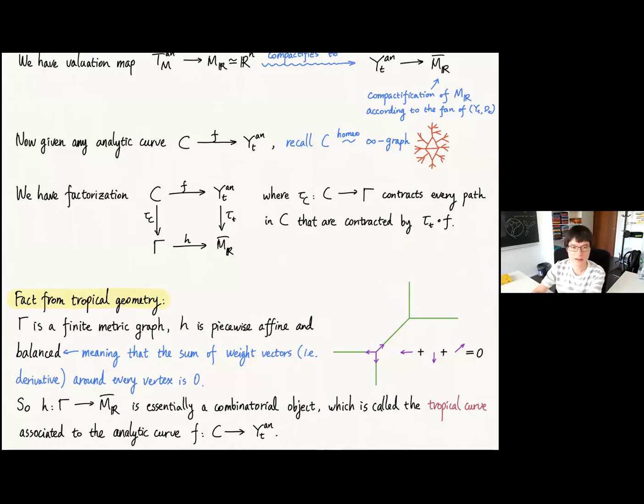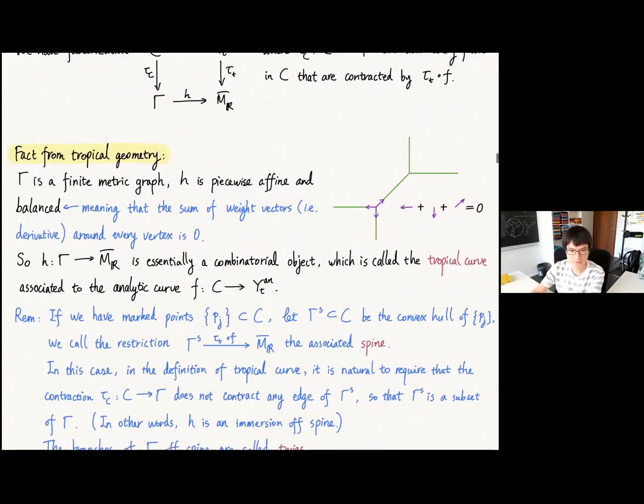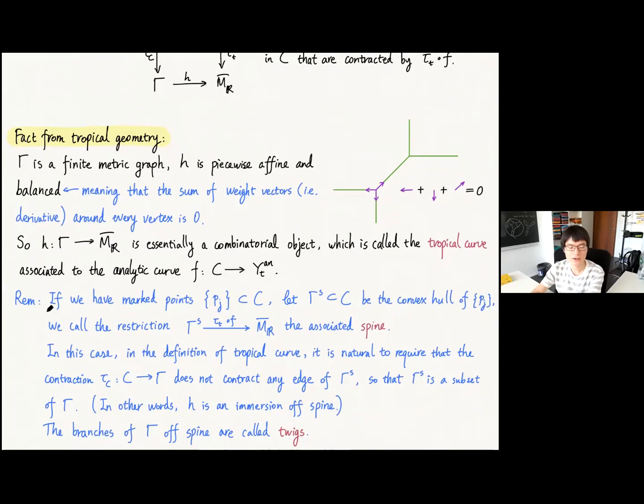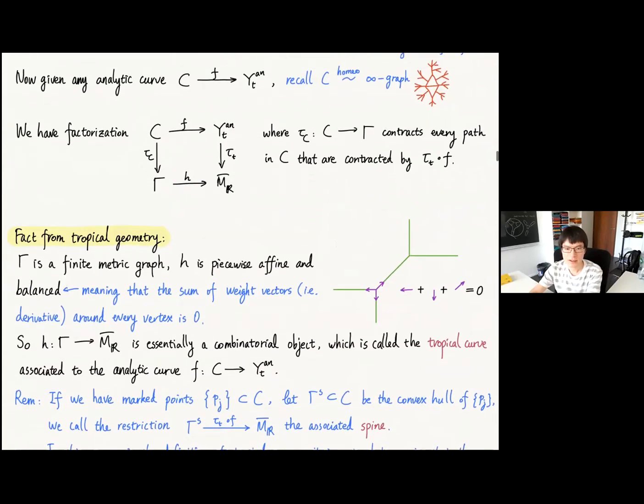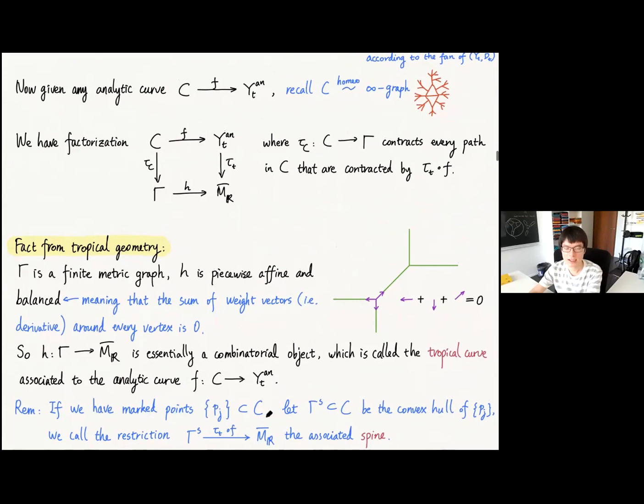Let me make a remark for this tropicalization. If we have some marked points P_j inside C, let gamma_S inside C denote the convex hull of all the marked points. Then the restriction of the composition of F with the contraction to the convex hull gamma_S, we call the associated spine.